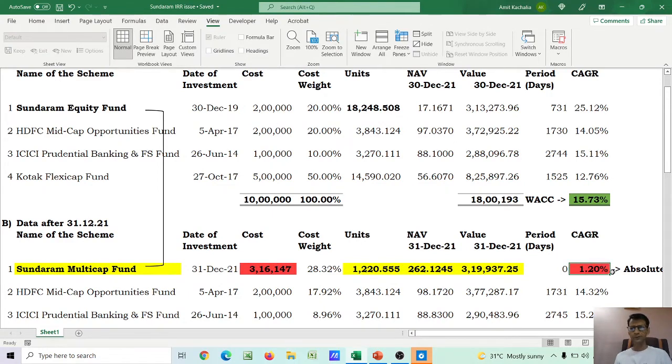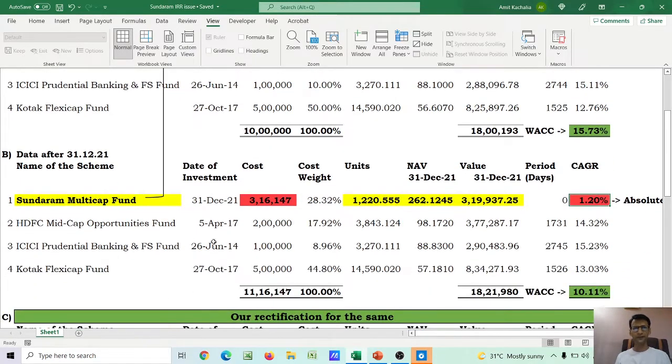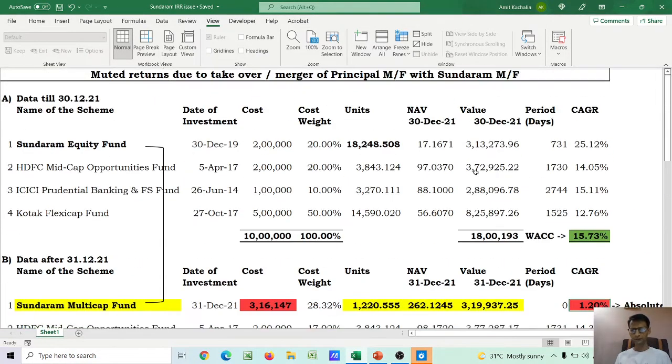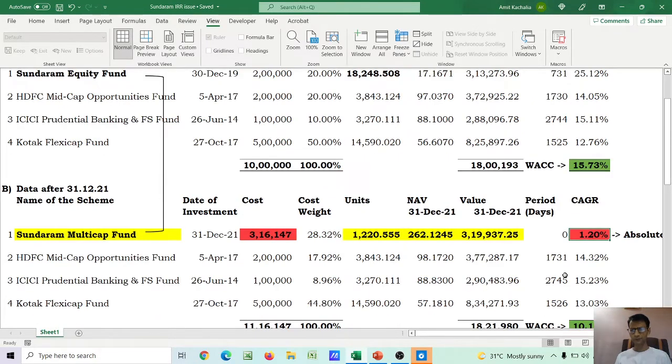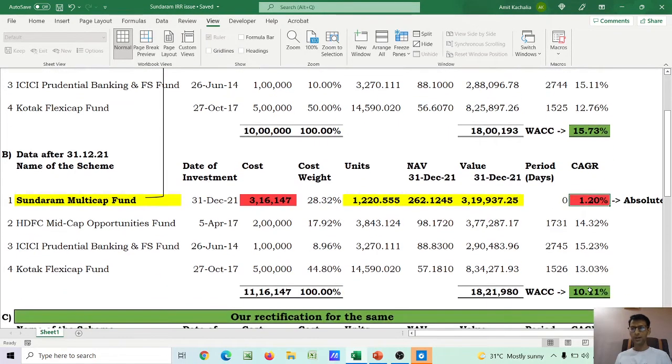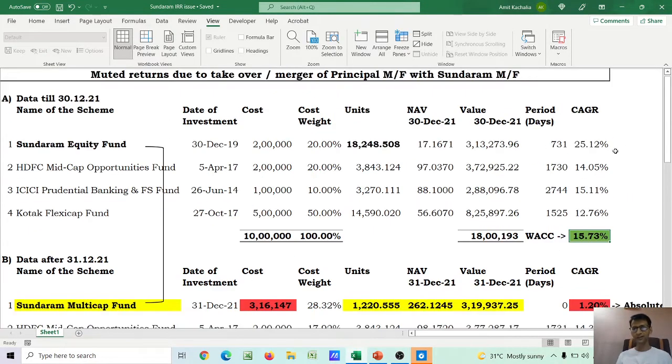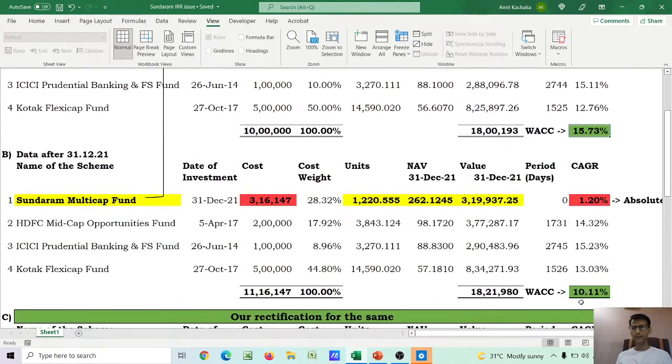So absolute means what? New figure minus old figure upon old figure, (P1 minus P0) upon P0. So this is my rate of return now. Obviously, in total, how is the effect? That one day effect will affect other valuations also, but it's very marginal. But in totality, my returns dropped from 15.73% in just one day. Logically, market has improved, but my returns have dropped.